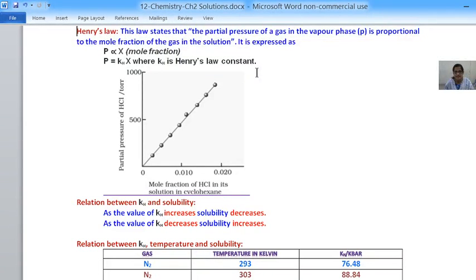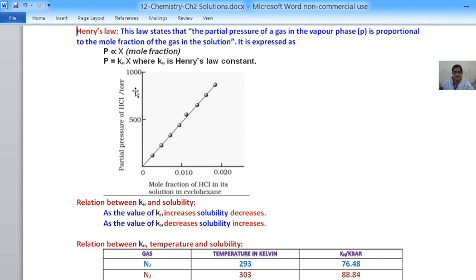This law states that the partial pressure of a gas in the vapor phase is proportional to the mole fraction of the gas in solution. It is expressed as: partial pressure P is directly proportional to mole fraction χ. That is, P = Kh χ, where Kh is the proportionality constant known as Henry's law constant. So this is the mathematical expression for Henry's law, that is P = Kh χ.